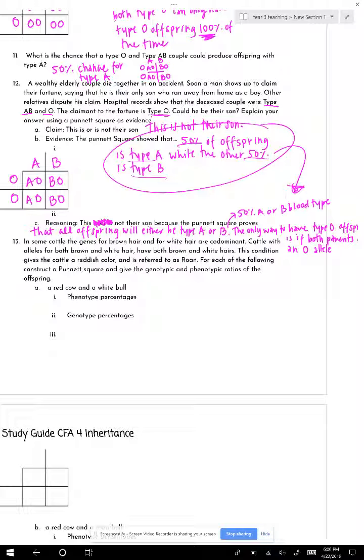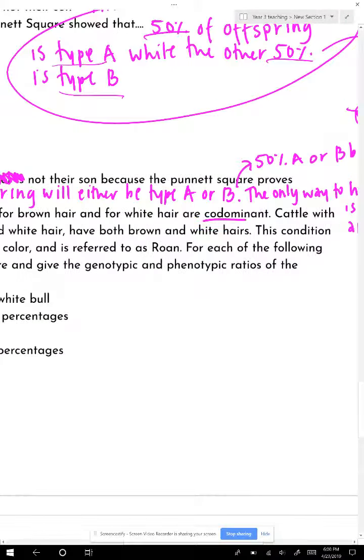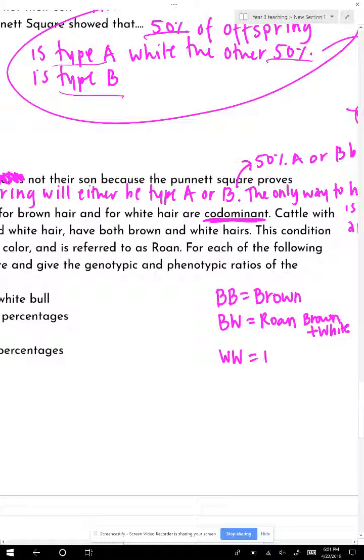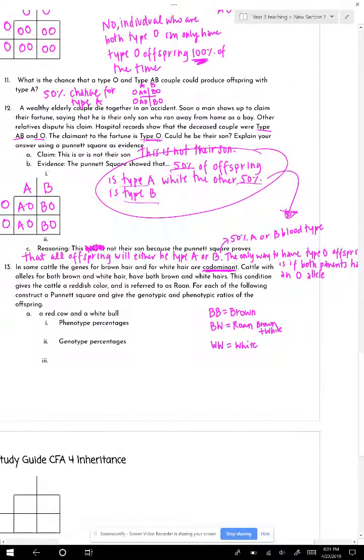So we're going to start by creating our key. We know it's codominant, so that means we have two capital letters and both of them can appear at the same time. So this will be our brown, capital B. BW would be our roan, which is brown plus white. And then our next one is our white one. So that would be our key, and that's super important to make, especially for those codominant and incomplete dominant problems.